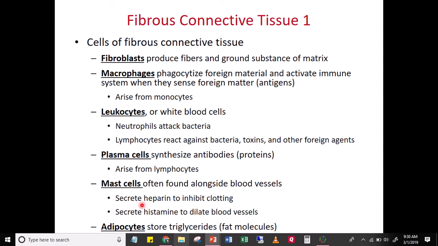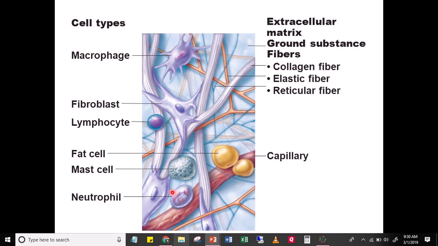So here we have a mast cell. They have lots of granules in them. These granules, all those individual granules, store different chemicals that are being pre-manufactured to be secreted. The heparin, which inhibits blood clotting, or the histamine, which dilates our blood vessels.